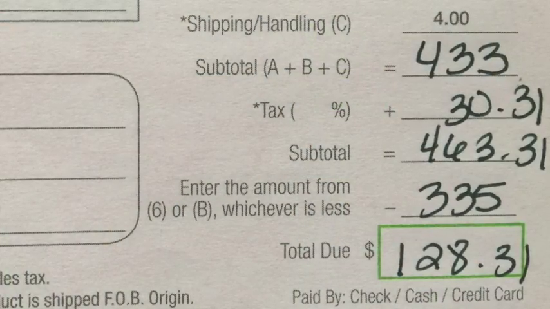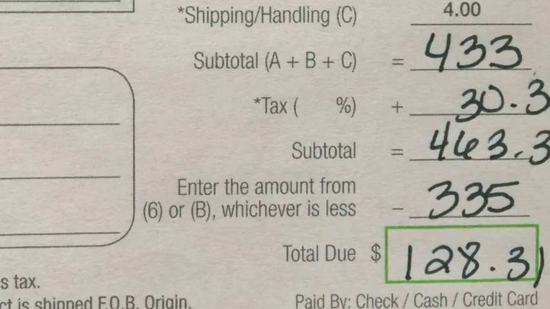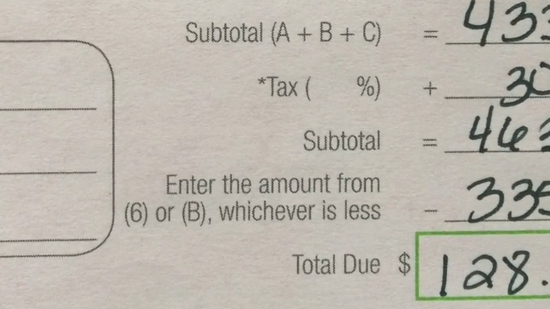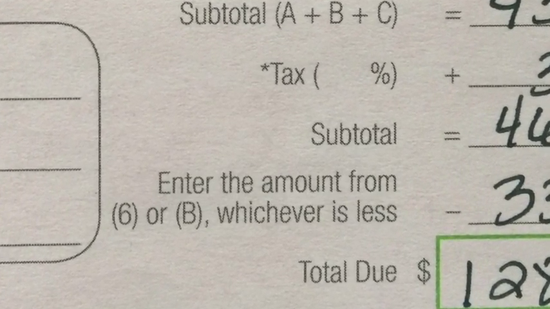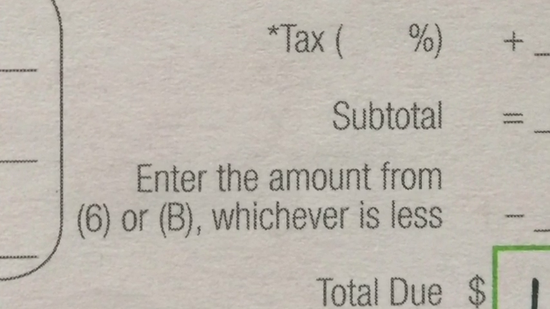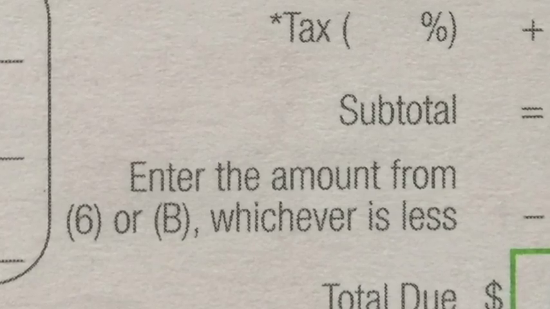Now, here's where it says, enter the amount from 6, which is way up, right here, which is what she earned, the free jewelry she earned. Or put in here B, which is what she bought, what she got for her free selection. So one is what she earned, one is what she got. It says enter whichever is less.